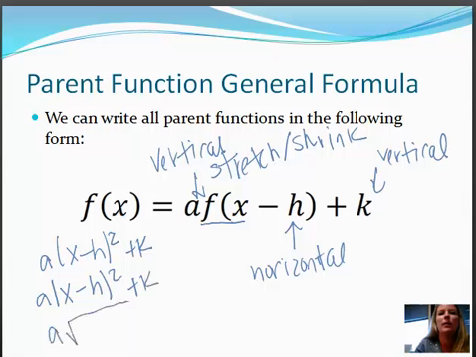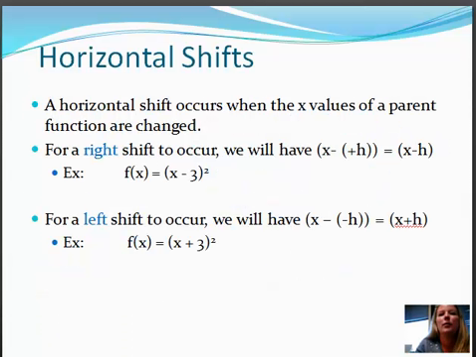Okay, so let's talk about horizontal shifts. Alright, a horizontal shift occurs when the x values of a parent function are changed. So if we want to move the graph to the right, we end up having to add h to our function. But because of that minus sign, when we put in a positive h, the minus sign is going to stay the same. So we end up with x minus h. So in this function, even though it says x minus 3, we're really going to the right 3. So basically, you need to think about it backwards.